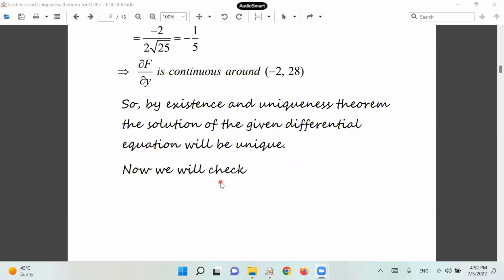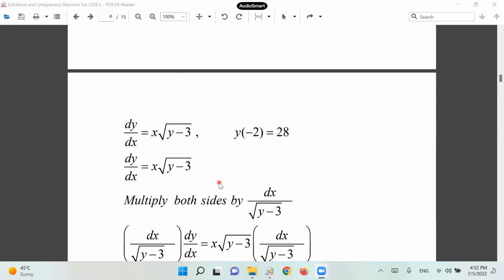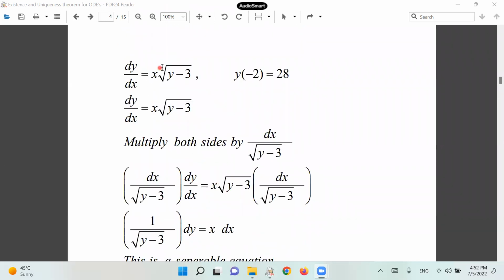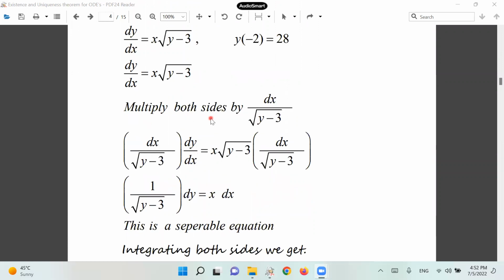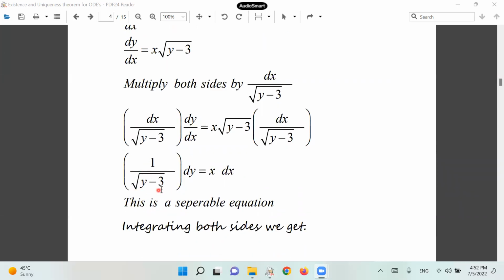But we also have to check whether, if we solve this differential equation, we get a unique solution or not. To find the solution, we are going to change this equation into the form of a separable equation, and we multiply both sides by dx over square root of y minus 3. When we multiply the given equation by dx over square root of y minus 3 on both sides and cancel out all the terms which we can cancel, this and this will be cancelled on the right hand side, and we are left with 1 over square root of y minus 3 dy equals x dx.